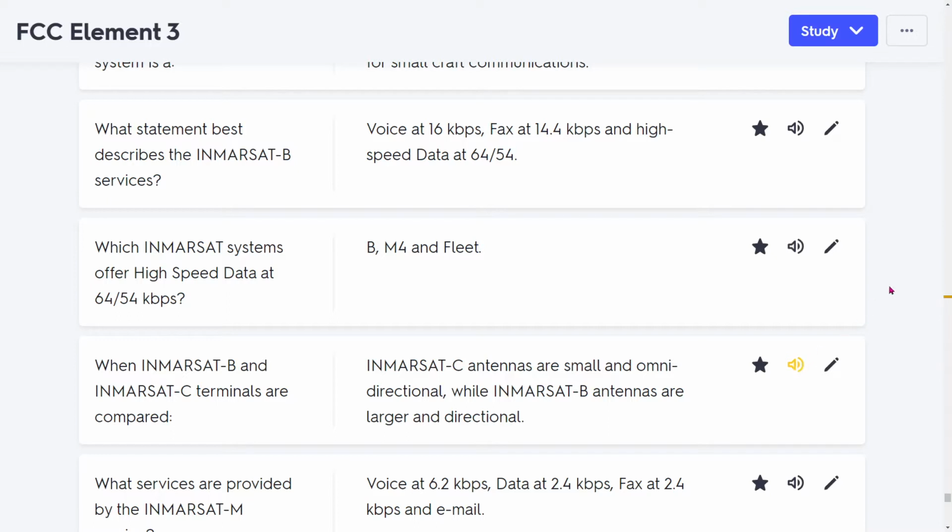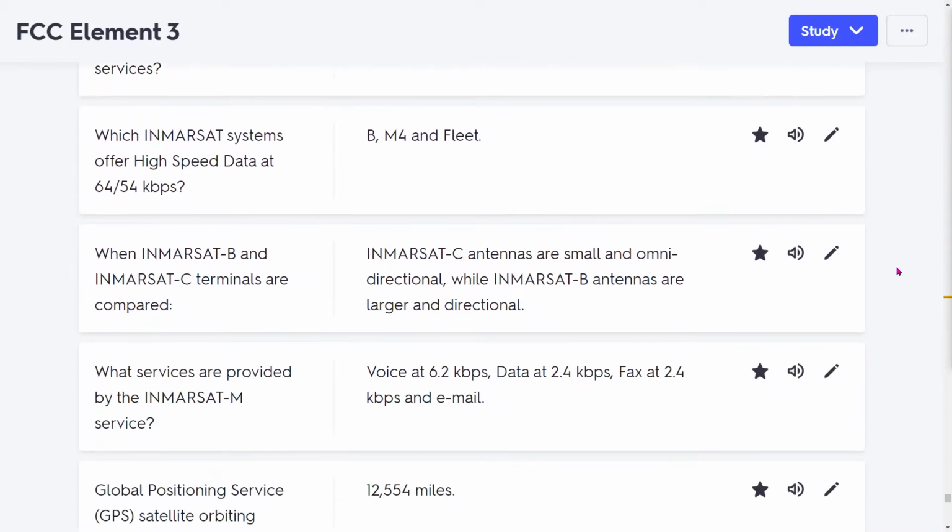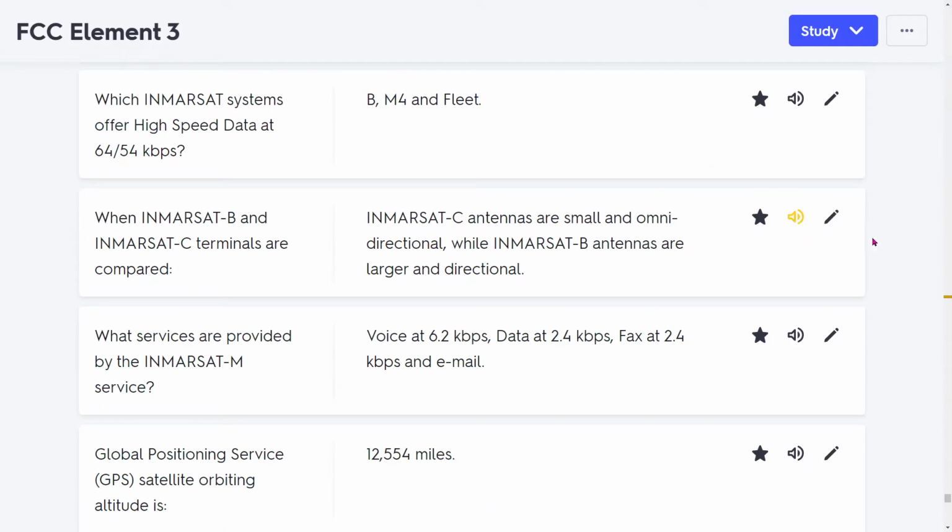When Inmarsat B and Inmarsat C terminals are compared, Inmarsat C antennas are small and omnidirectional, while Inmarsat B antennas are larger and directional.